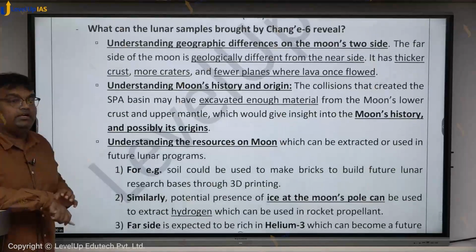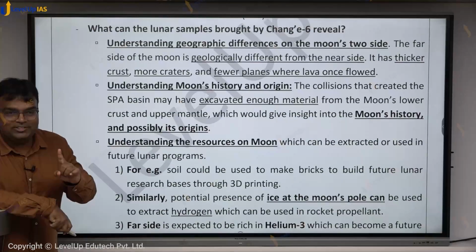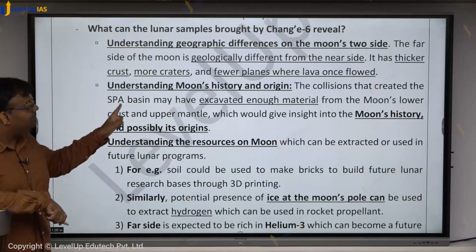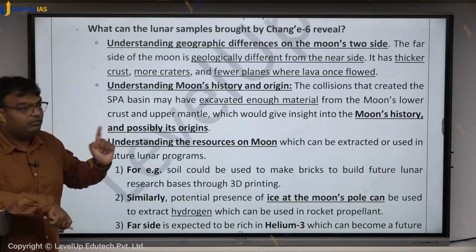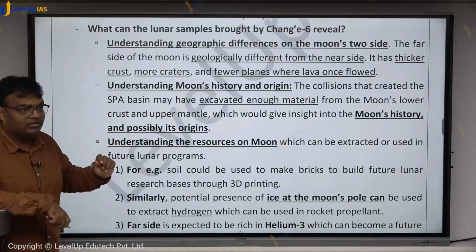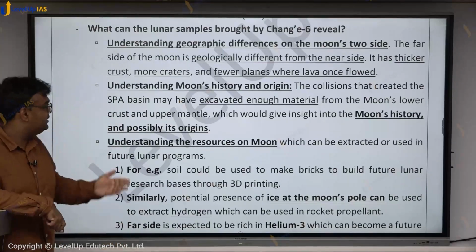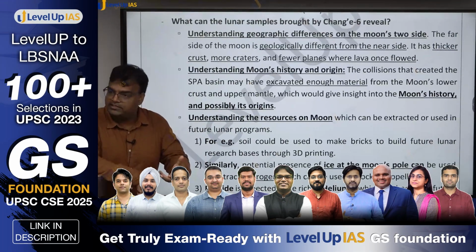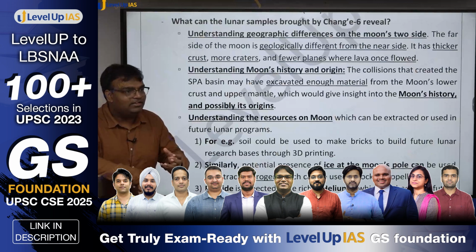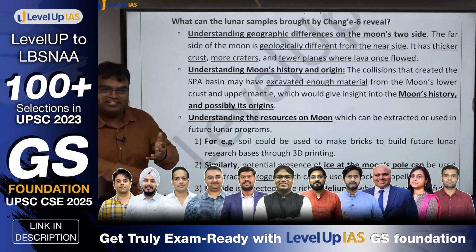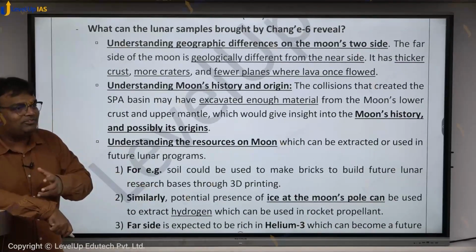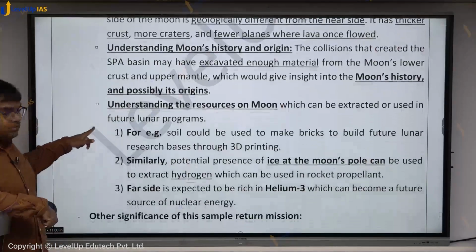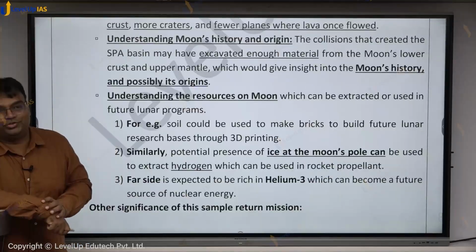Understanding moon's history and origin. Why moon's history and origin? Again, because the collision that created the SPA basin may have excavated enough material from moon's lower crust and upper mantle. So we'll be able to understand the history and possibly its origin. उस material से कि moon बना किससे है, उससे can we understand कि वो अर्थ से निकल के बना है. There are different theories, right? So if material is similar to that of Earth's material, we'll be able to take that call by better understanding it. Then we'll also get to know about the resources.